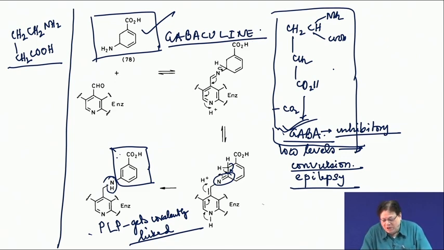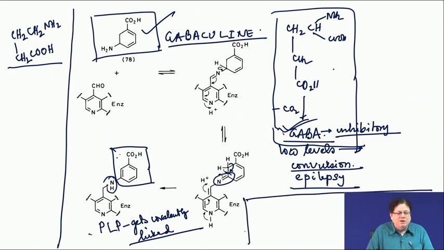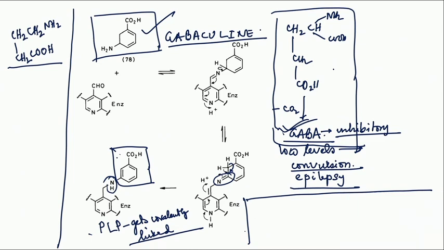So, that is all about the three types of neurotransmitters we have covered. We have covered acetylcholine, we have covered dopamine, and we have covered this GABA and its associated diseases and how to treat those diseases.